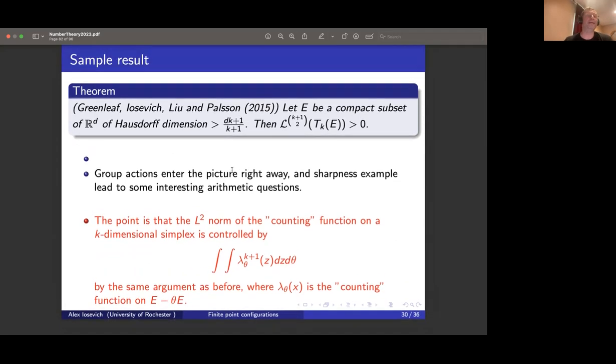And the idea is that the same method that I described allows one to control the L2 norm squared of the counting function on a k-dimensional simplex. So this time, instead of controlling it by the L2 norm squared of the counting function on E minus theta E, you control it by the L^(k+1) norm raised to the power of k+1, again, of the counting function on E minus theta E. In fact, that argument gives it to you for free, okay? And what this allows one to do is to reduce these problems to analytic considerations that are very similar to the ones that arise in the study of the distance problem itself, okay?